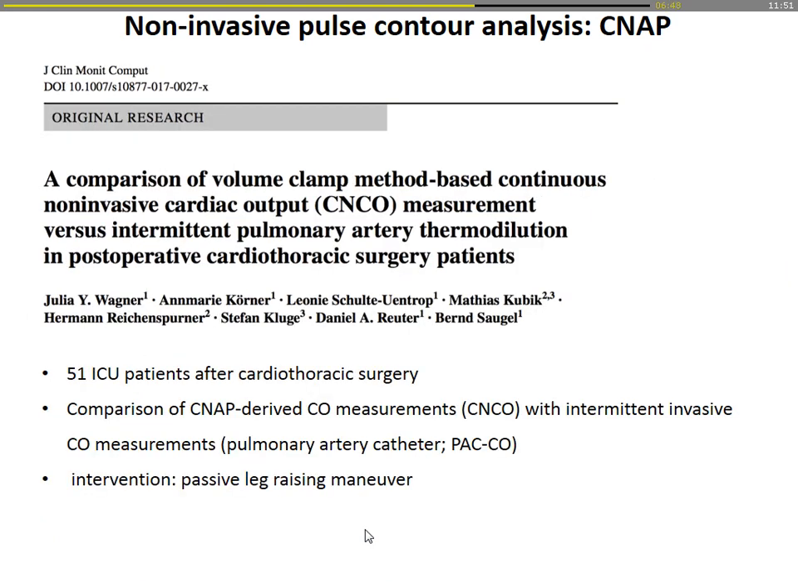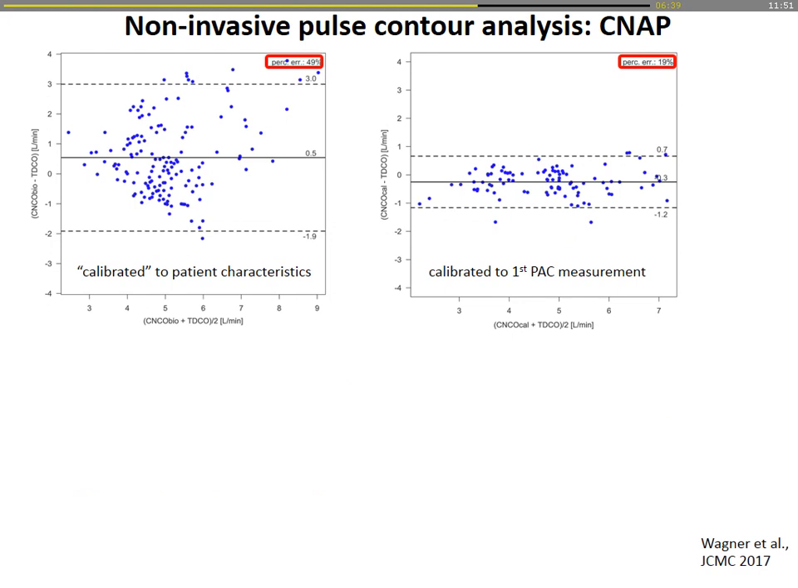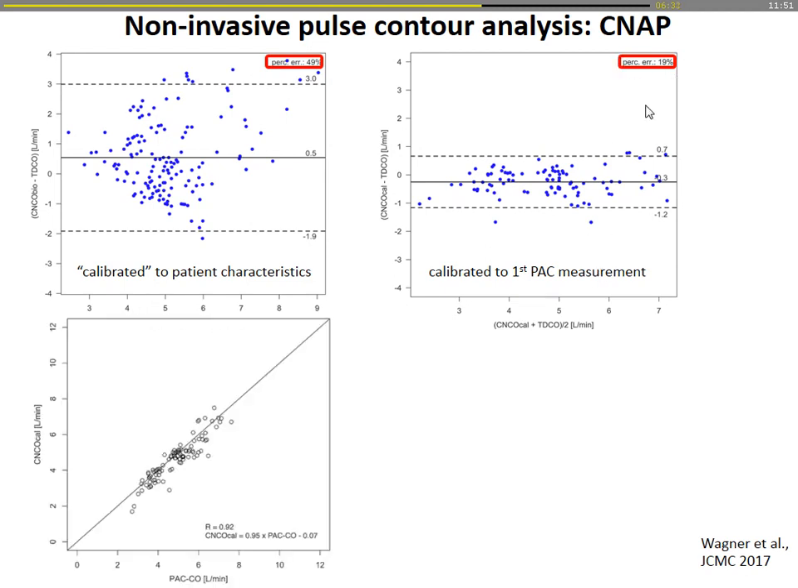with the PICO. And this is a recently published study from the same group comparing it to the Swan-Ganz, so the pulmonary artery catheter, the gold standard measurements, and they did a passive leg raising maneuver. And again, the percentage error in the beginning was 49%, but it decreased when it was calibrated to the first measurements to 19%, which is very good. And this is the correlation between the two methods after calibration.